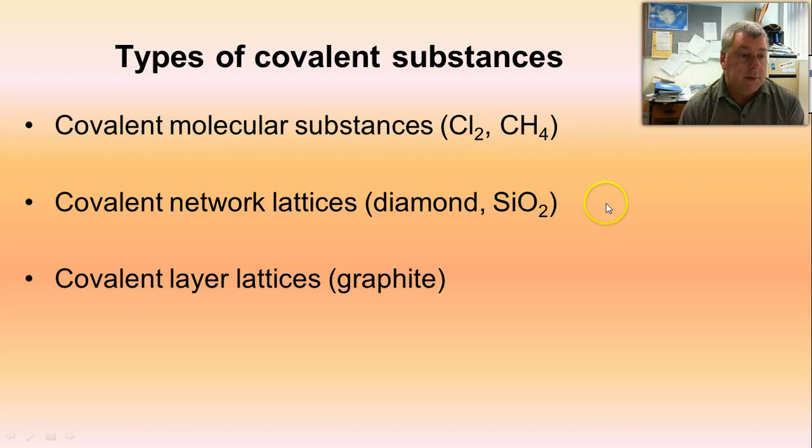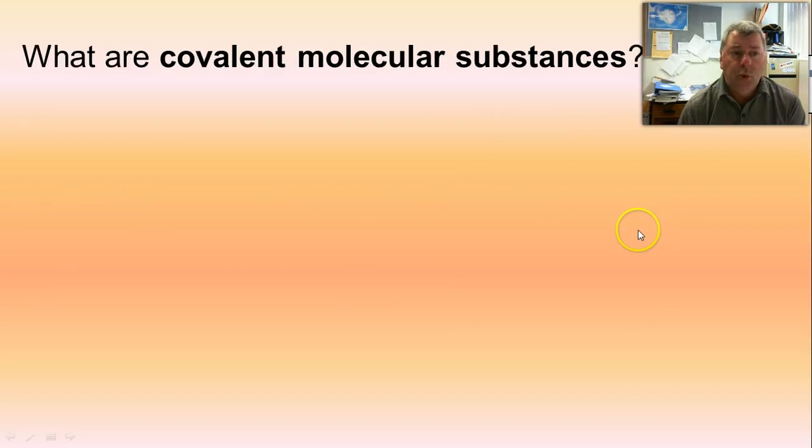And then the other type is the covalent layer lattice, which we've heard of lattices, but we haven't really been introduced to the layer principle yet. And really the main example of that is graphite, and we'll learn about those. So there's our 3 that we're going to go through, and we're going to start with covalent molecular substances first off. So what are covalent molecular substances, you ask?